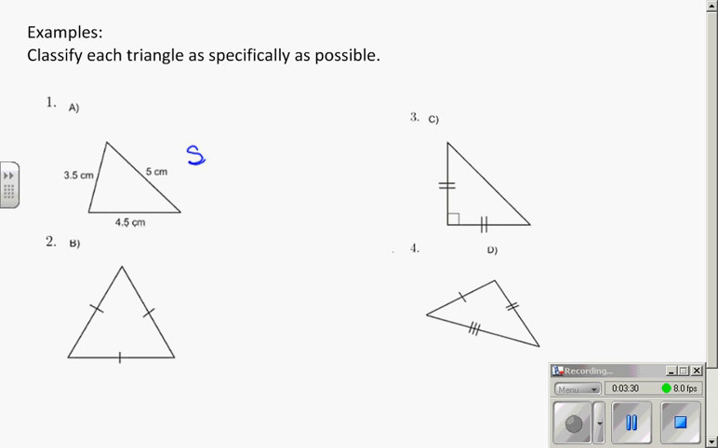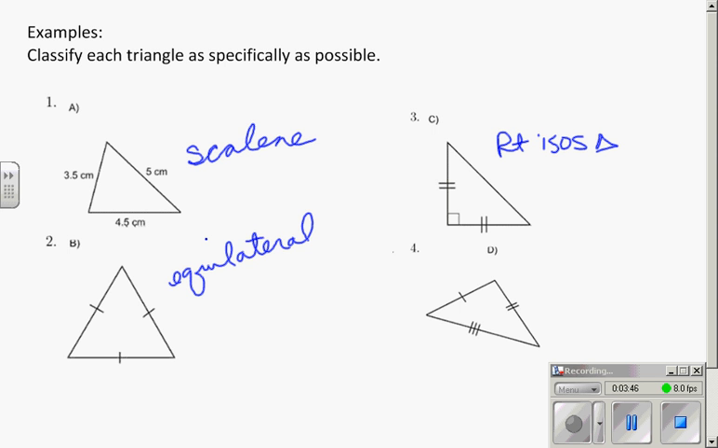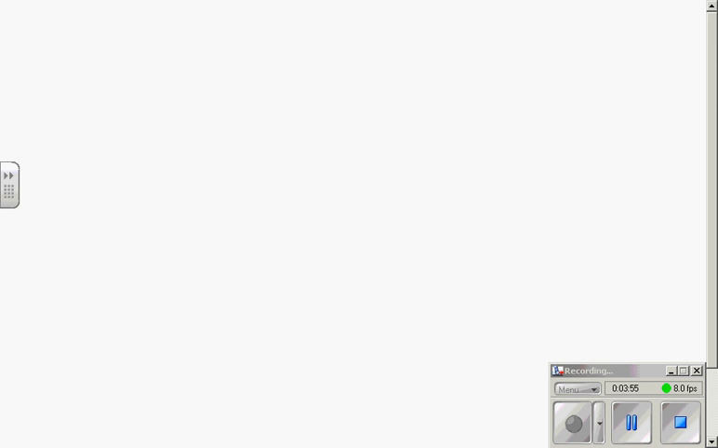So a quick review of the terms. Number 1 is a scalene, no equal sides. Number 2 is a right isosceles. I'm sorry, number 2 down here is an equilateral. And number 4 is a scalene. And that is all based on the markings, the given information.